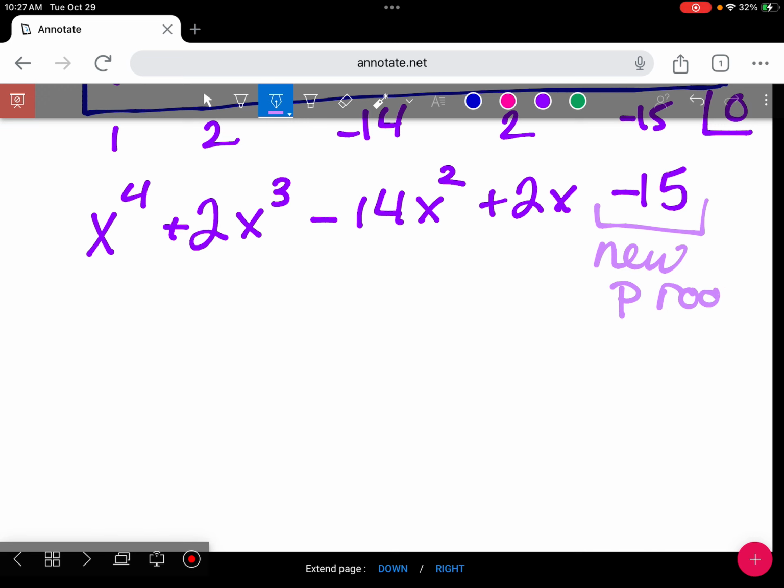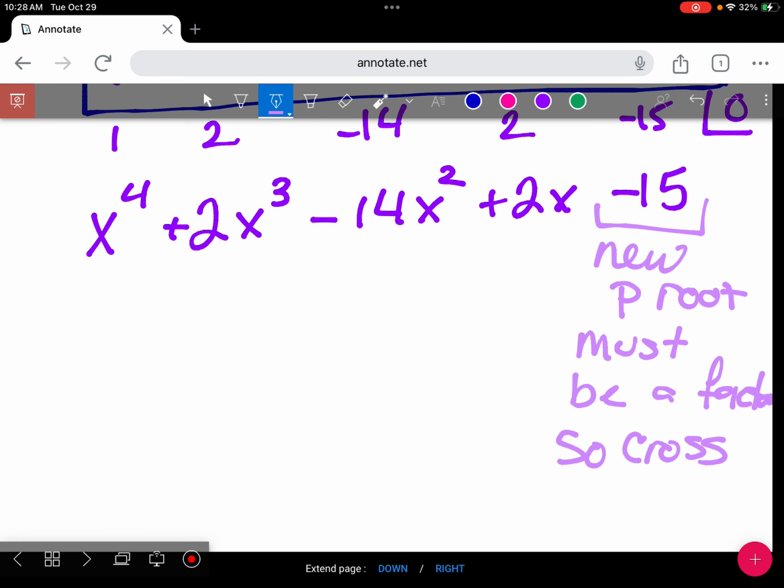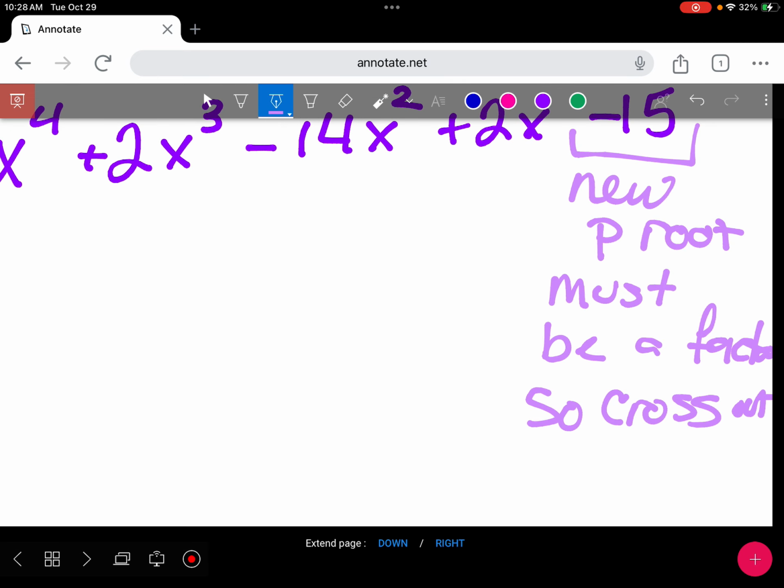So it must be a factor. So cross out, just writing it down, non-factors.